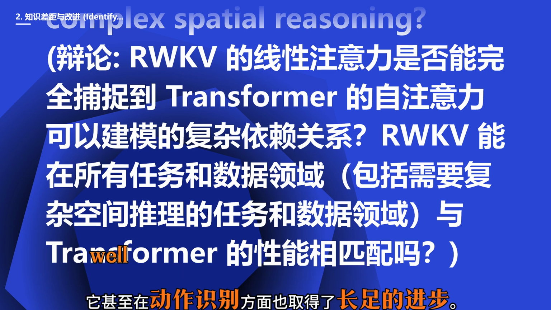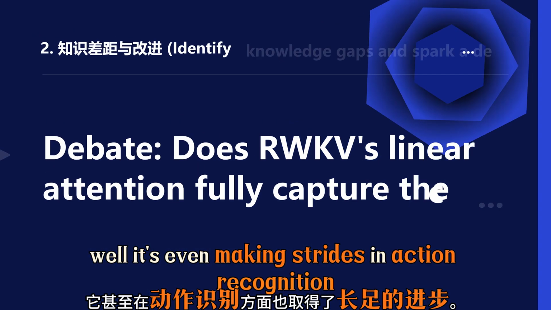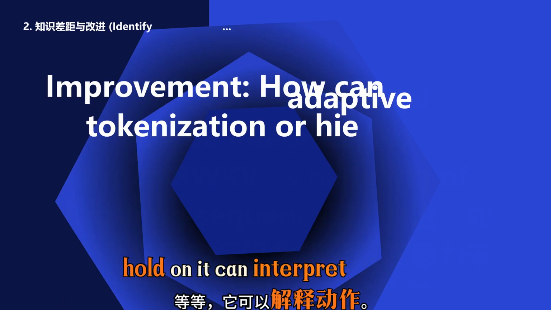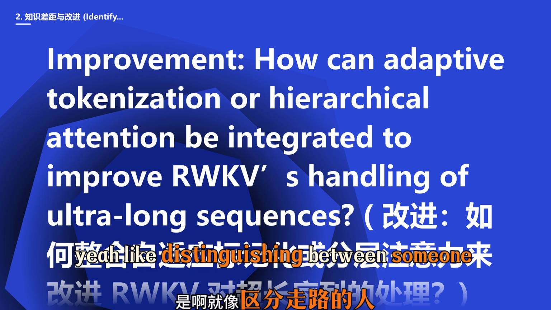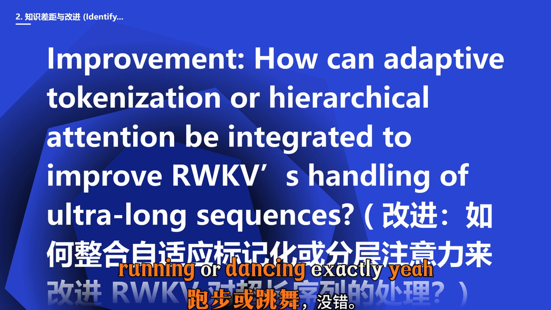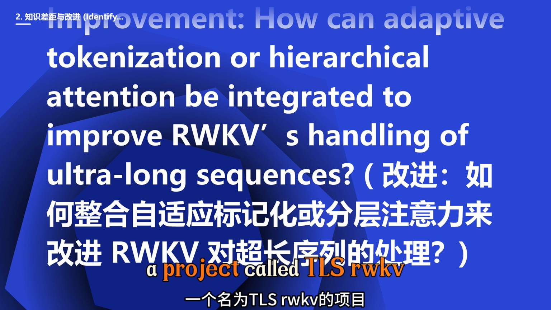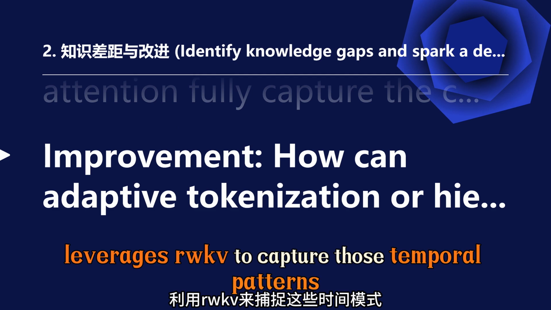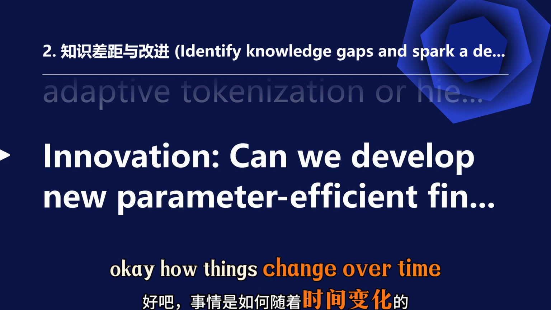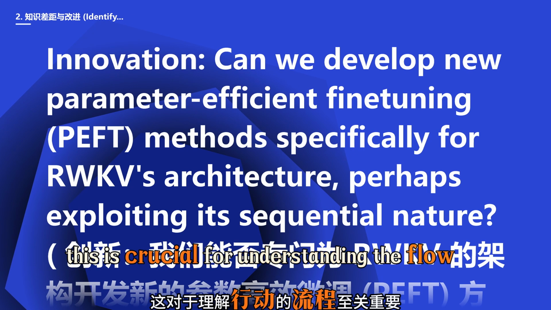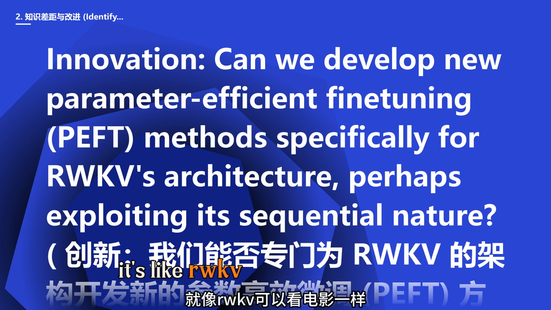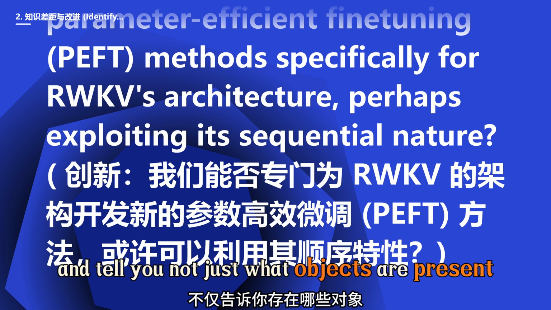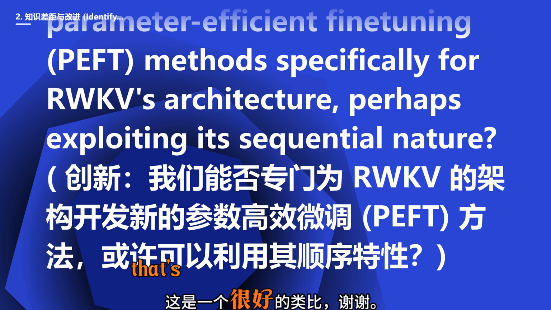And there's more. What else? It's even making strides in action recognition. Understanding movement and events within a video. Hold on. It can interpret actions, like distinguishing between someone walking, running, or dancing. Exactly. A project called TLS RWKV leverages RWKV to capture those temporal patterns, how things change over time. This is crucial for understanding the flow of actions. It's like RWKV can watch a movie and tell you not just what objects are present, but what's actually happening in the story. That's a great analogy.